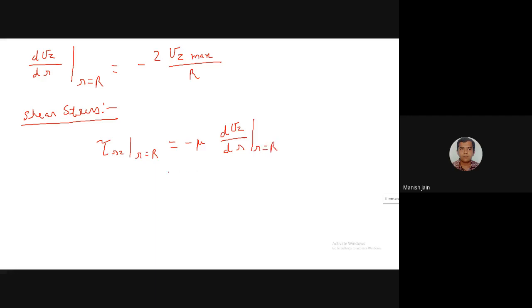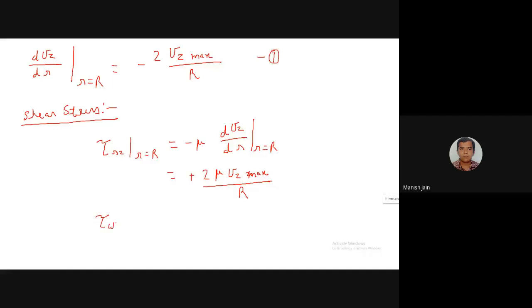Now substitute the value from this equation. Suppose this is equation number 1. Substitute the value from equation number 1. You will get that equal to plus 2 mu Vz max divided by capital R. That is the tau W. Now you can substitute the value of Vz max from the original equation. You will get it in terms of the pressure difference, which we had done before.